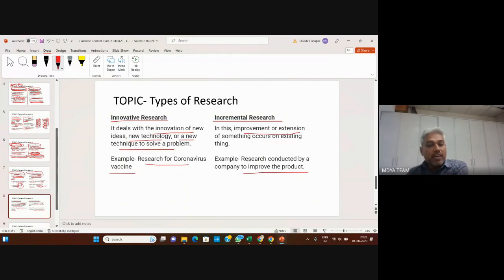Innovative and incremental, as we have learned in this type of research. Innovative means where we are inventing something. It is used to solve a problem with new techniques, like research of a coronavirus vaccine is a good example for that. And incremental is where in an existing product, we are adding something to it or improving any product. That is incremental research.